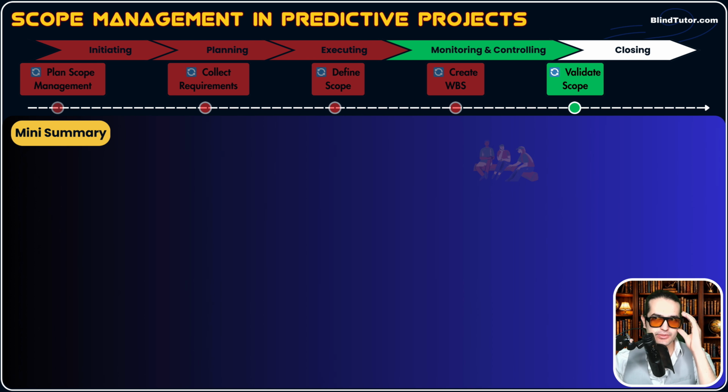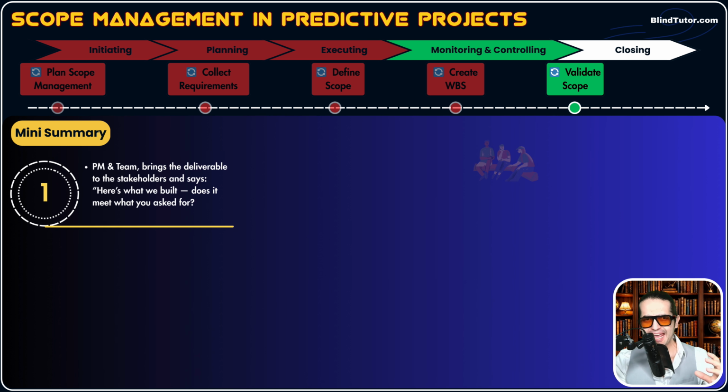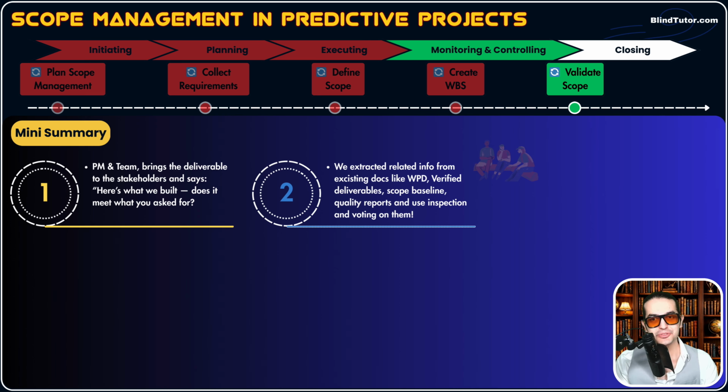So what did we do in this process, guys? PM and team brings the deliverable to the stakeholders and says, hey, here's what we built, okay? Does it meet what you asked for? Now, we started by extracting related information from our inputs, which were WPD, work performance data, verified deliverables, and then scope baseline, quality reports. These are our inputs. We need them, okay, for validation purposes. We used inspection as a tool and technique, and voting.